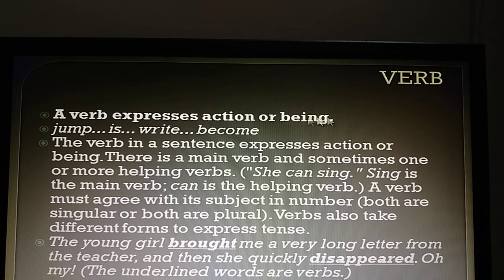Verb. A verb expresses actions or being. Jump, is, ride, become, etc. The verb in a sentence expresses action or being. There is a main verb and sometimes one or more helping verbs. She can sing. Sing is the main verb. Can is the helping verb. A verb must agree with its subject in number. Both are singular or both are plural. Verbs also take different forms to express tense. In the same example, the young girl, follow the underlined words which are used as verbs.